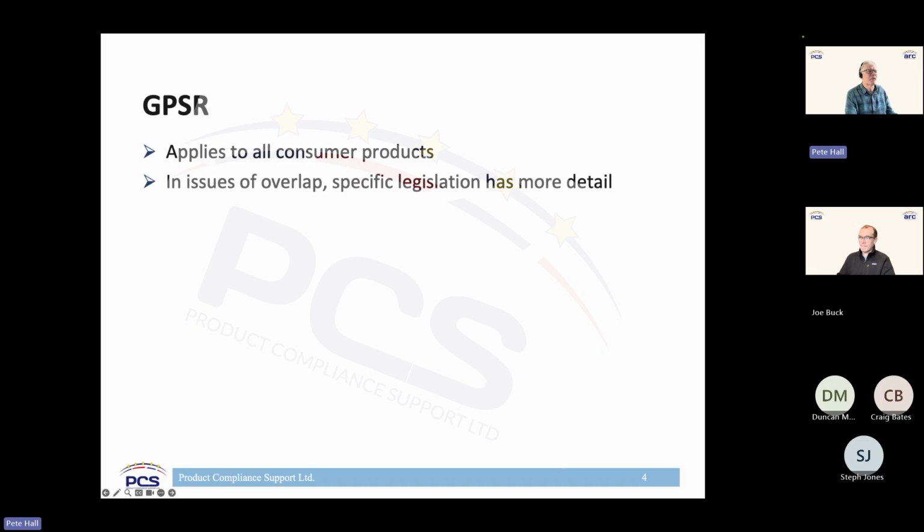But if there are issues of overlap, so typically with safety, the CE marking safety legislation always has a lot more to say about safety than the General Product Safety Regulation. So in that issue of overlap, the safety of a consumer product will be covered by the CE marking legislation. But some other things that GPSR deals with in more detail, those would be covered by GPSR. So the two would apply to all CE marked consumer products.